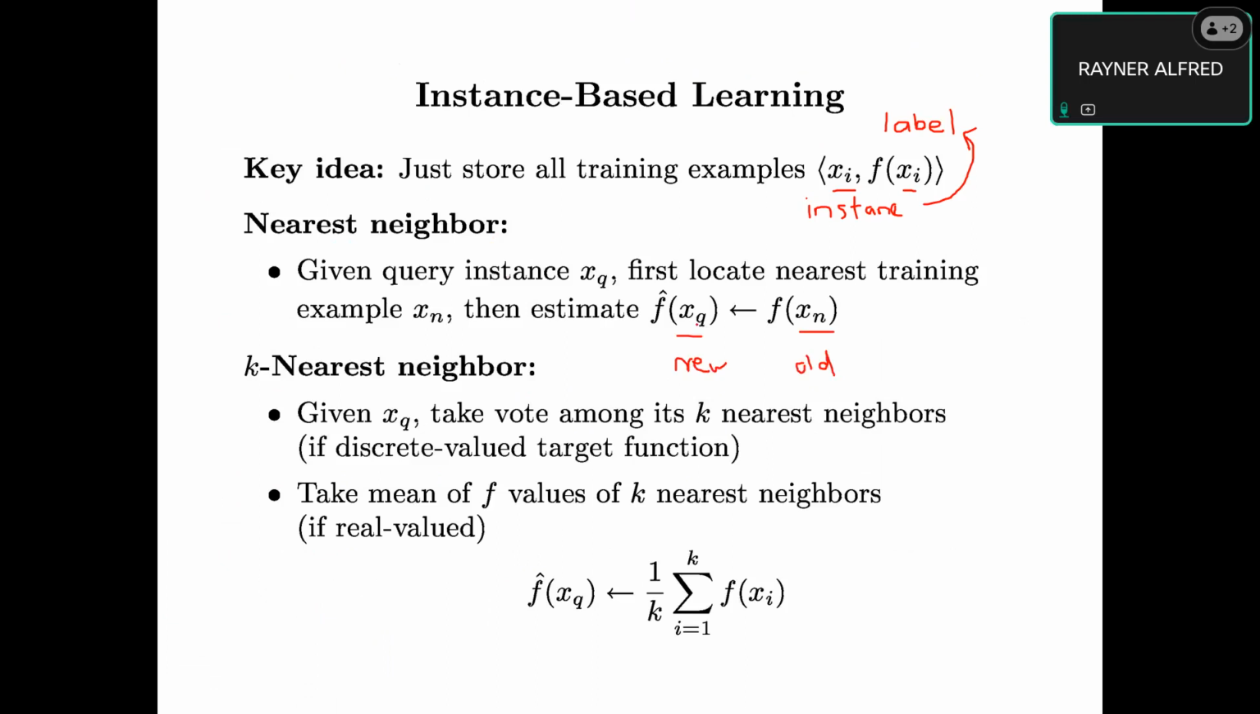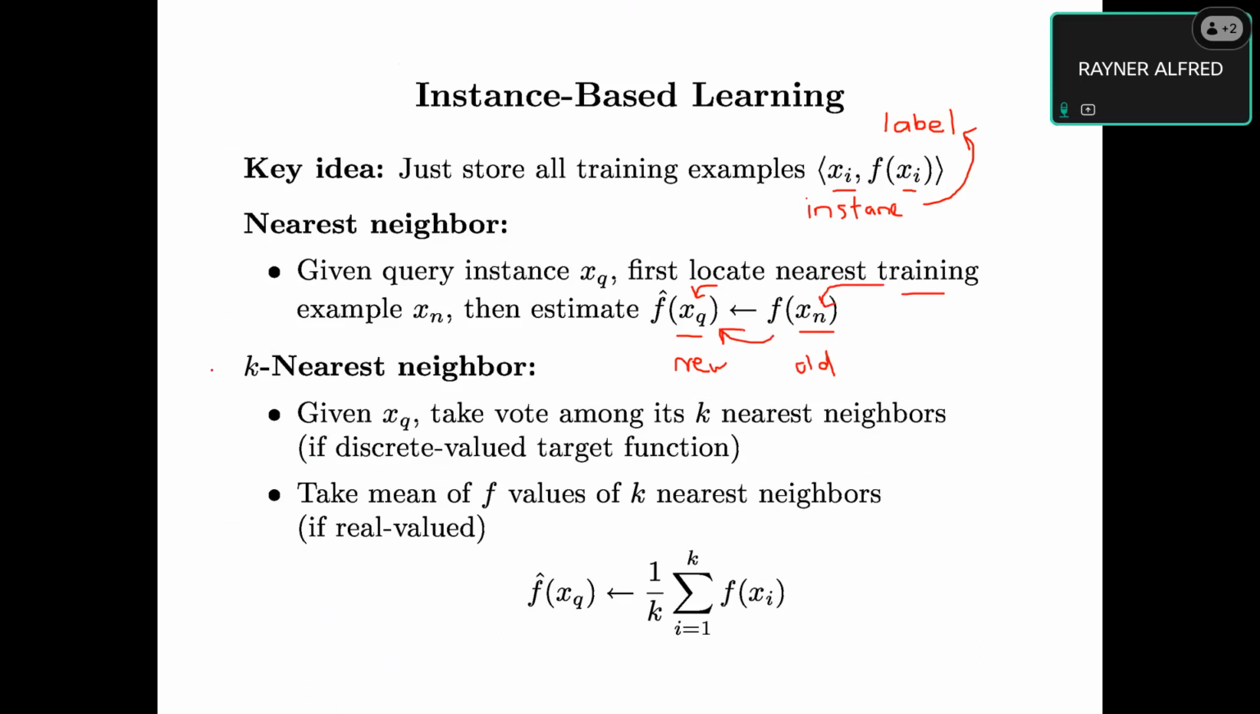Given a query instance XQ, we want to know what the label is. What we can do is first locate the nearest training example, which is this, and then assign its label back to the query instance XQ.